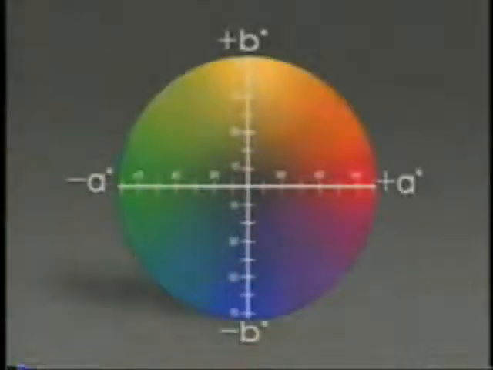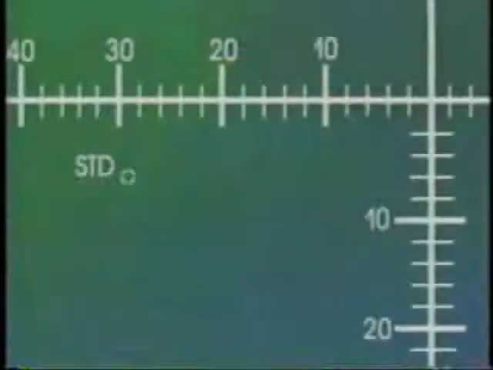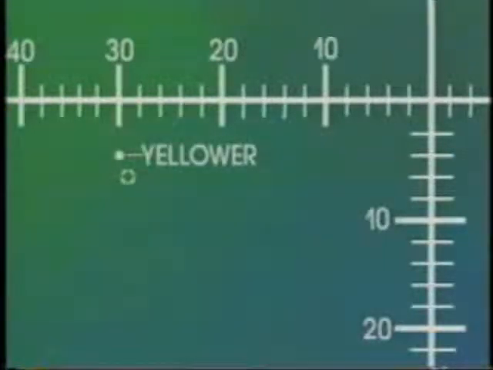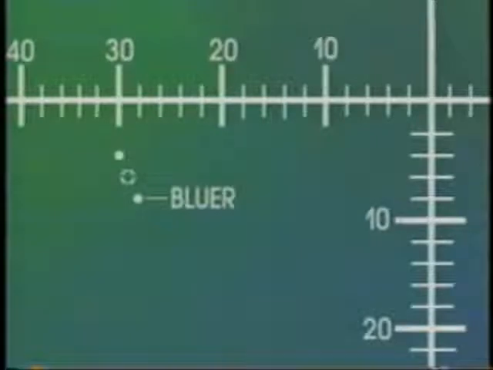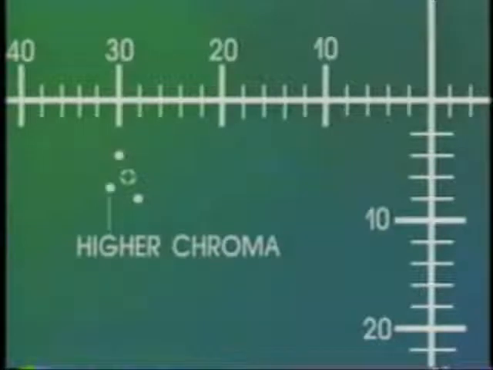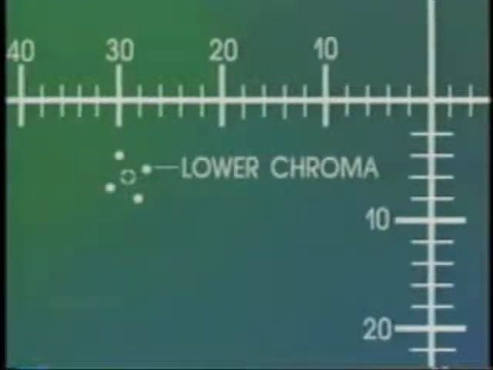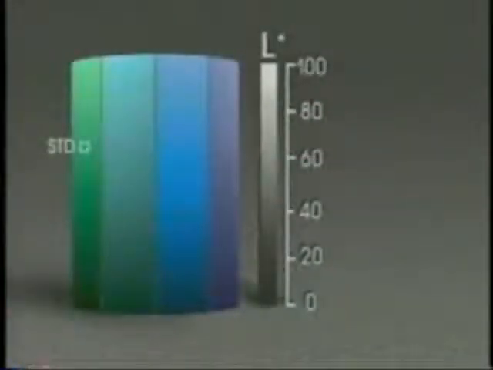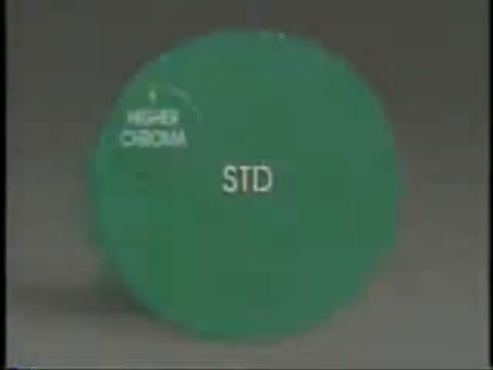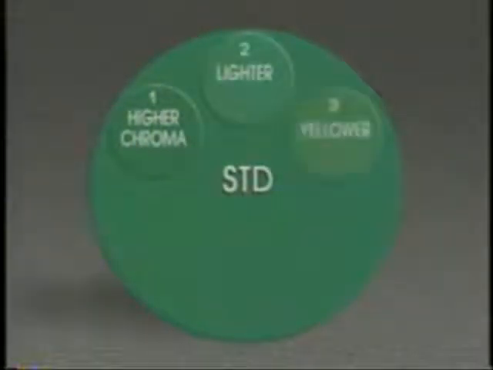We can demonstrate this for ourselves by plotting a series of color samples in LAB space. Starting with a green standard of medium saturation, we plot a sample that is yellower by 2 delta E units. We then plot a sample that is bluer by 2 delta E units. Next, we plot a sample that has higher chroma of 2 delta E units and a sample that has lower chroma of 2 delta E units. In addition, we plot a sample with an L value that is lighter by 2 delta E units and one that is darker by 2 delta E units. Each of these samples represents the same degree of color difference.